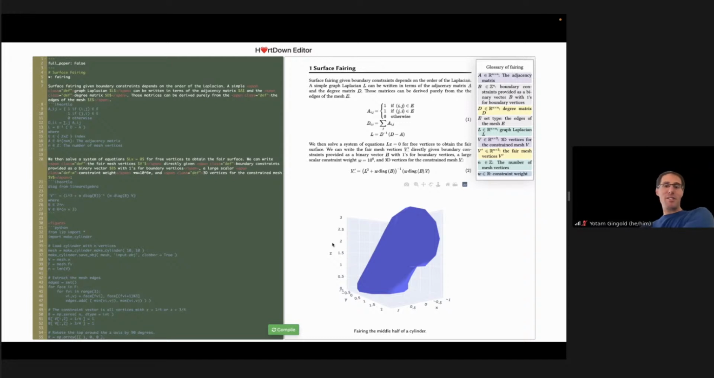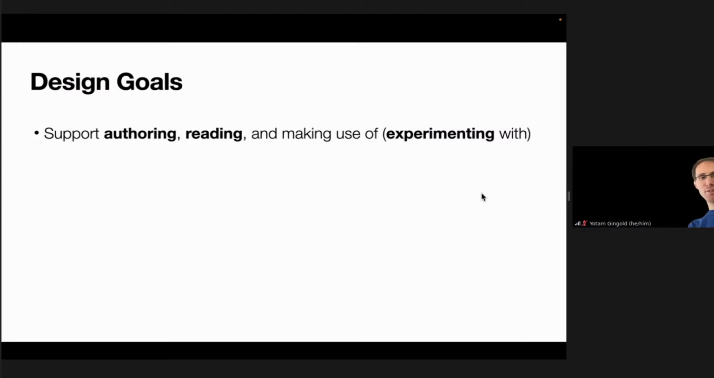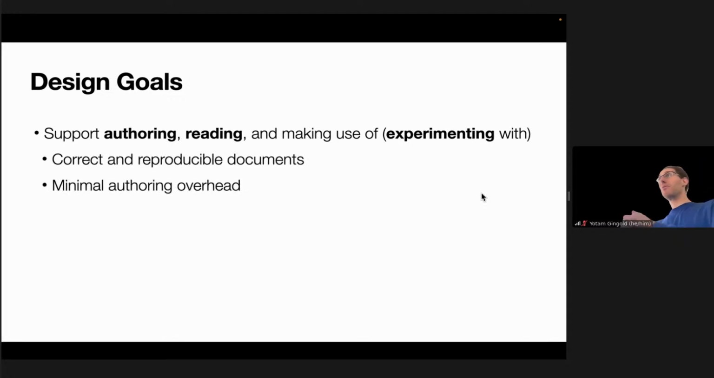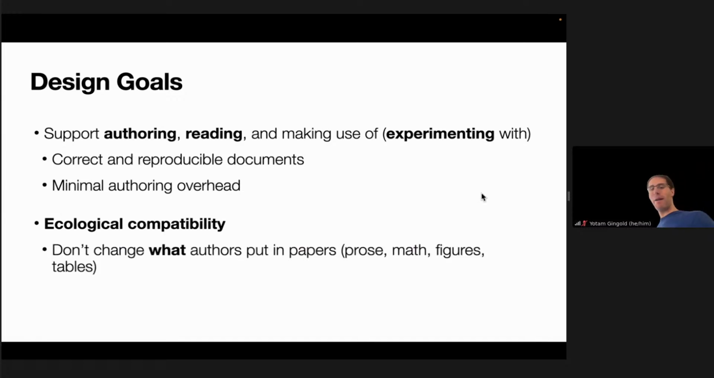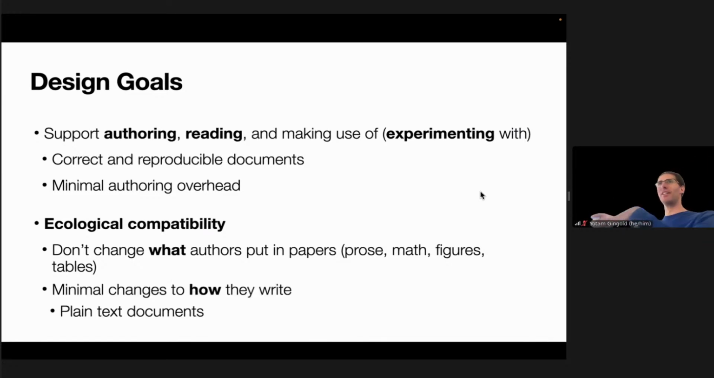So the design goals here: let people author, read, and make use of or experiment with things. We want correct and reproducible documents with minimal authoring overhead. And we also wanted ecological compatibility, meaning the ecology that we live in. We like to edit in text documents, right? We don't want to change what authors put in papers or how they do it. So plain text documents where you can put in prose, math, figures, and tables.